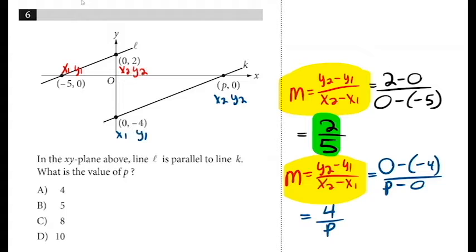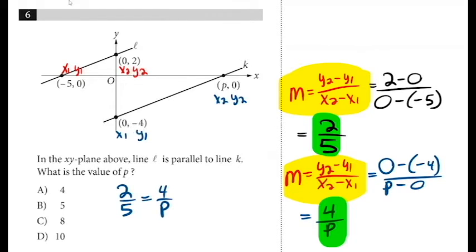So the definition of parallel lines is that they have the same slope. So we have 2 over 5 as the slope of one line, and 4 over p as the slope of the other line. So let's go ahead and set those equal to one another. 2 over 5 equals 4 over p.